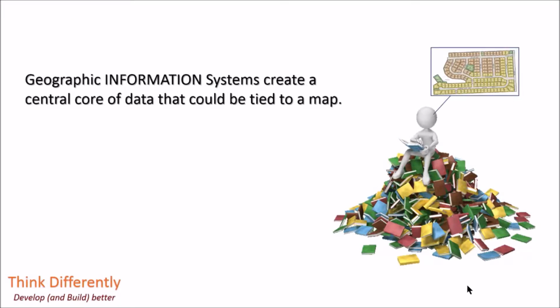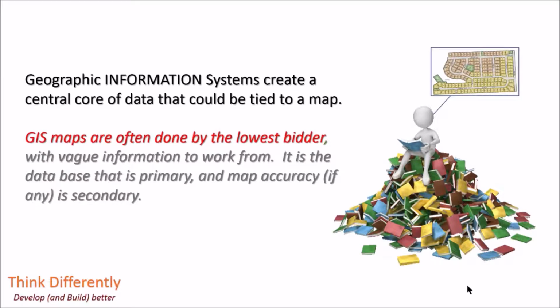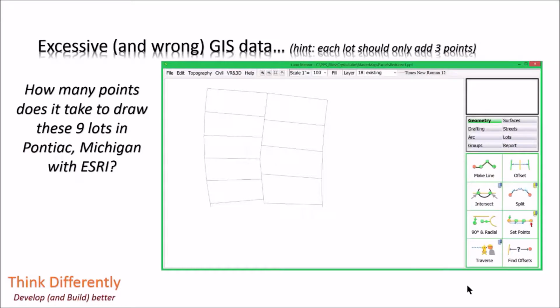So geographic information systems is supposed to take a central database and tie it to a map to give information to the staff or public. They're often done by the lowest bidder with vague information to work from. So their data, their map and their database, is only as good as the original data, but then there's another layer to get it into the map. So we're going to talk about excessive data.